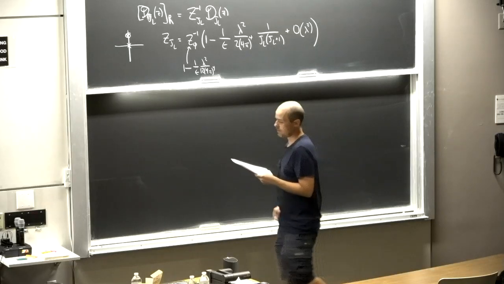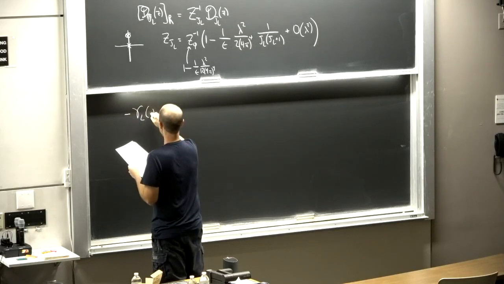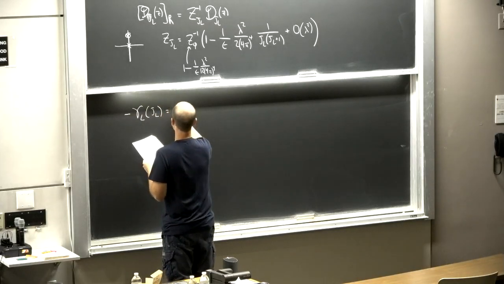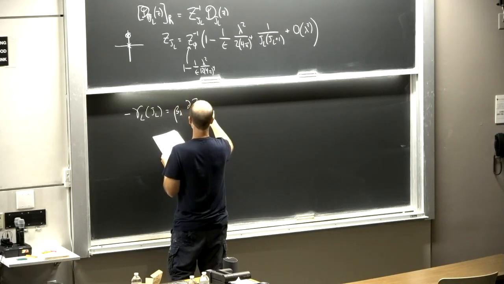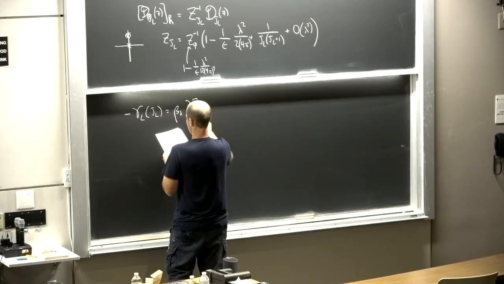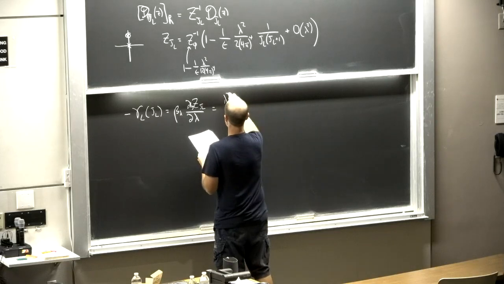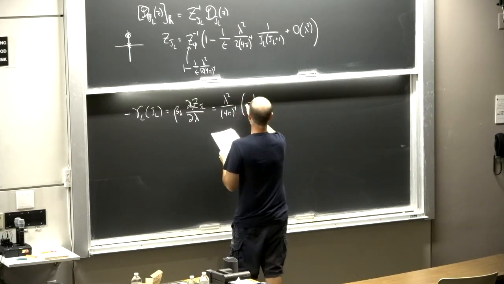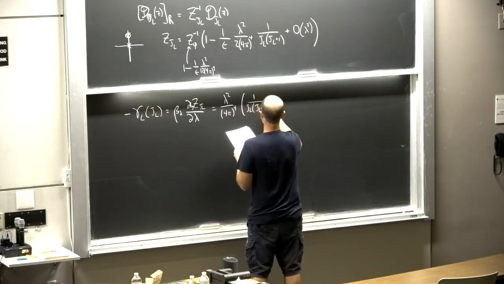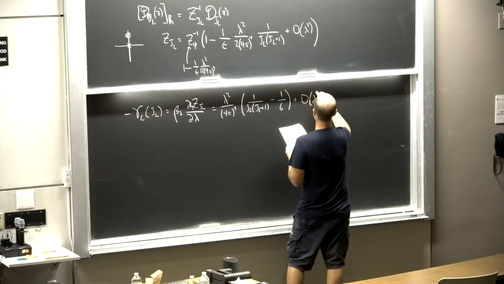And now you can compute the detector anomalous dimension. Minus gamma L of JL is beta of lambda, the beta function, times the derivative of the log of the wave function renormalization factor with respect to the coupling. So this is lambda squared over (4 pi)^4, 1 over JL times JL plus 1, minus 1/6, plus order lambda cubed.